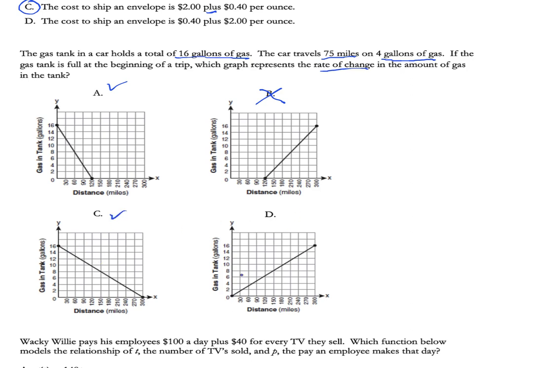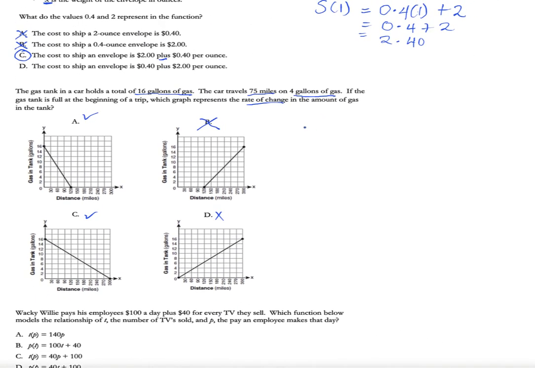And then here for D, we can eliminate this because here they're saying that the gas tank is on E. Now your answer is either A or C. Now, when you look at the distance, for A it's 120 and for C it's 300. So they're telling us that if you drive 75 miles, you're going to use 4 gallons.